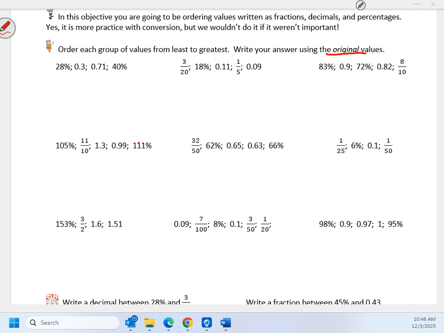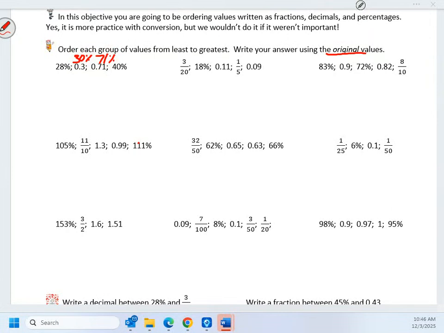So let's look at this first one. I see percentages and I see decimals. I can't compare different things. They need to be the same type. So what should I convert into? Matt? All right, so I already have a 28%. What would 0.3 become? Kaylee? 30%. 30%, so I'm going to write a 30% above it. Then I have 0.71. What percent is that, Michael? 71%. And then I have a 40%.